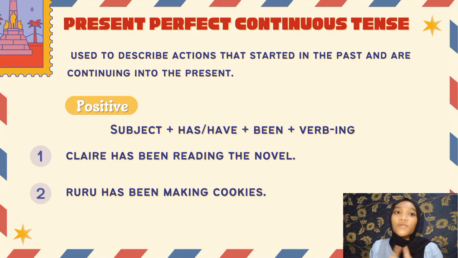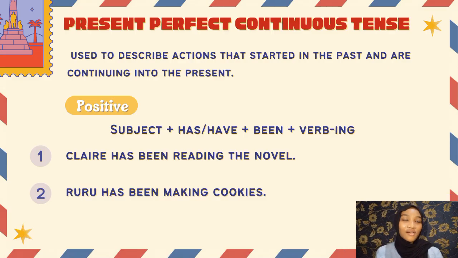Fourth is present perfect continuous tense. The present perfect continuous tense is used to describe an action that started in the past and is still continuing into the present. For the positive forms, the formula is subject, has or have, been, and verb ing. For the example, Claire has been reading the novel.